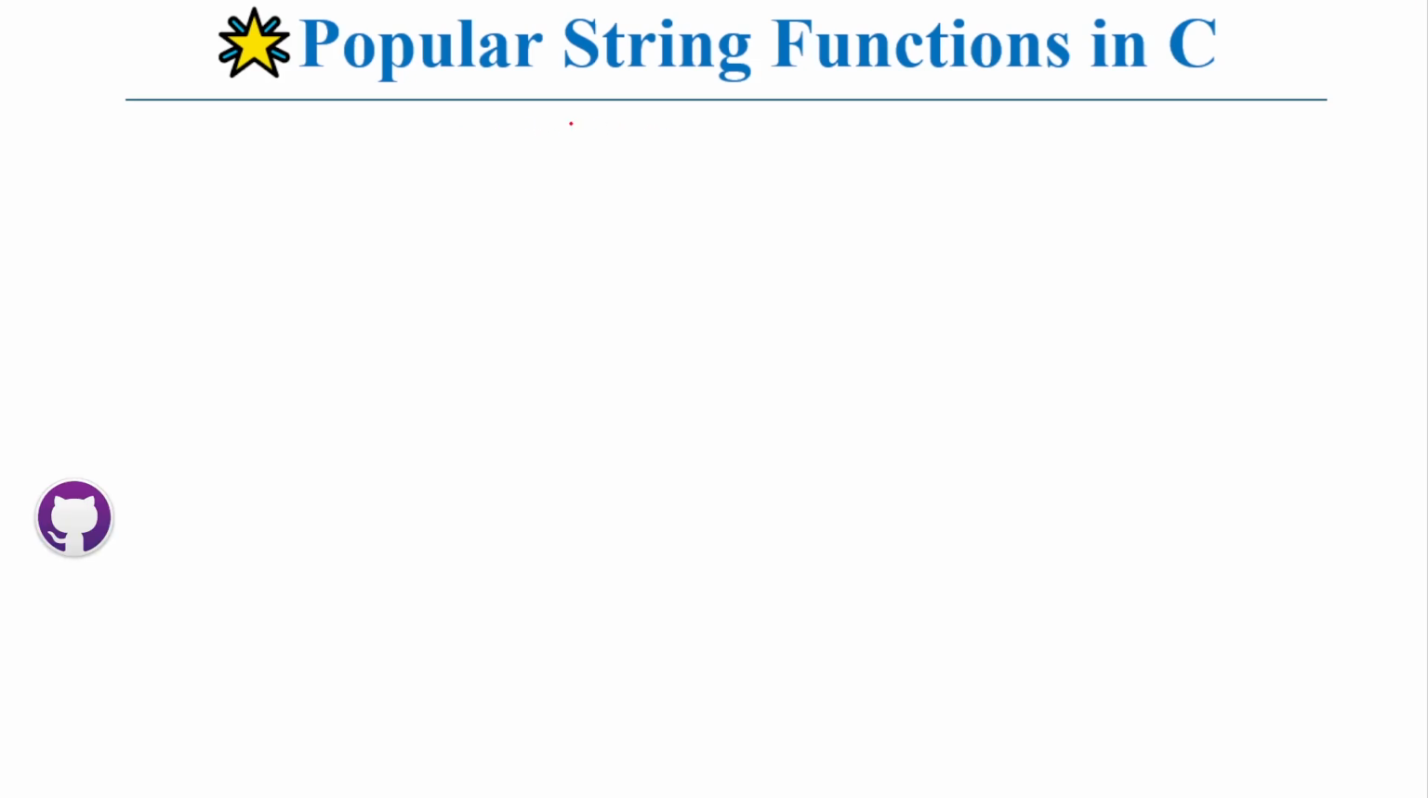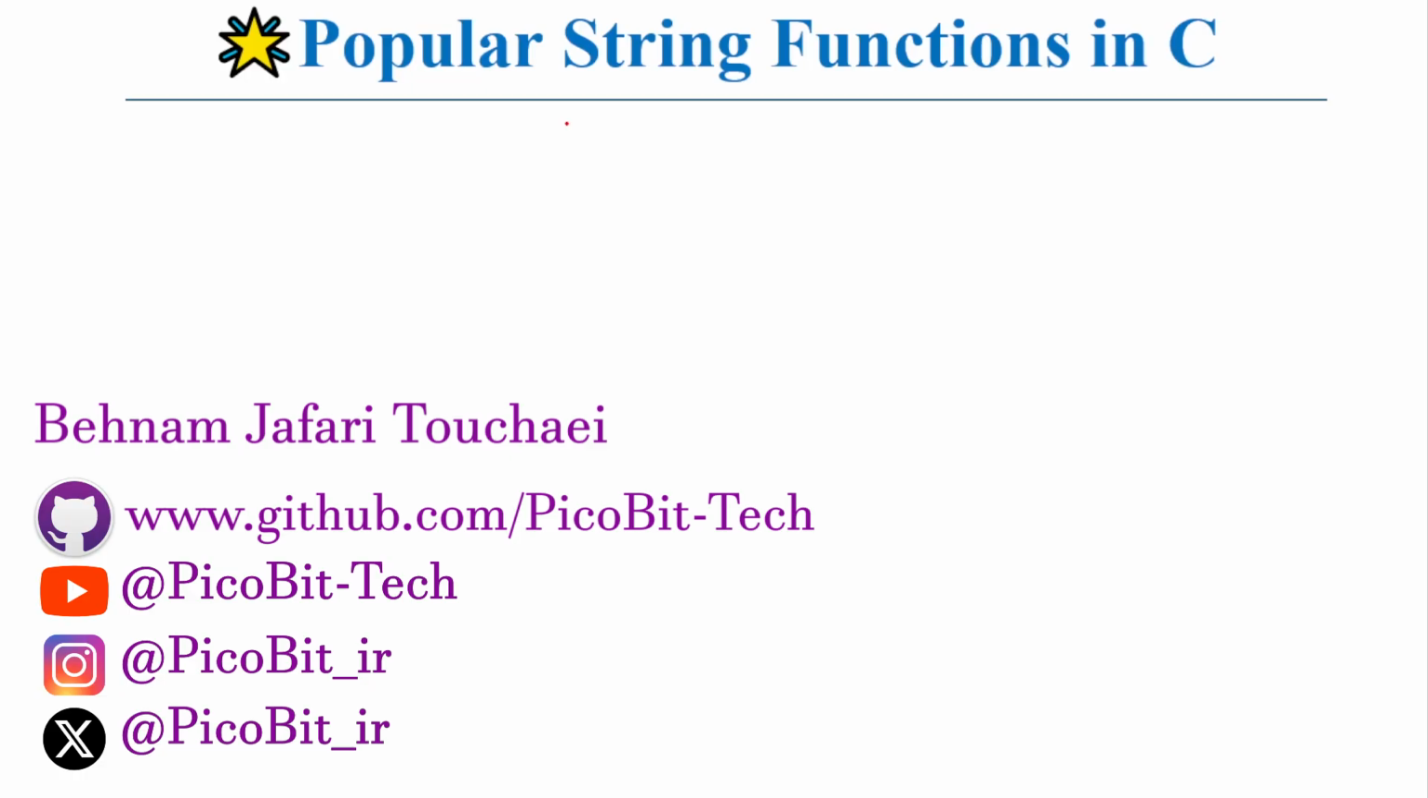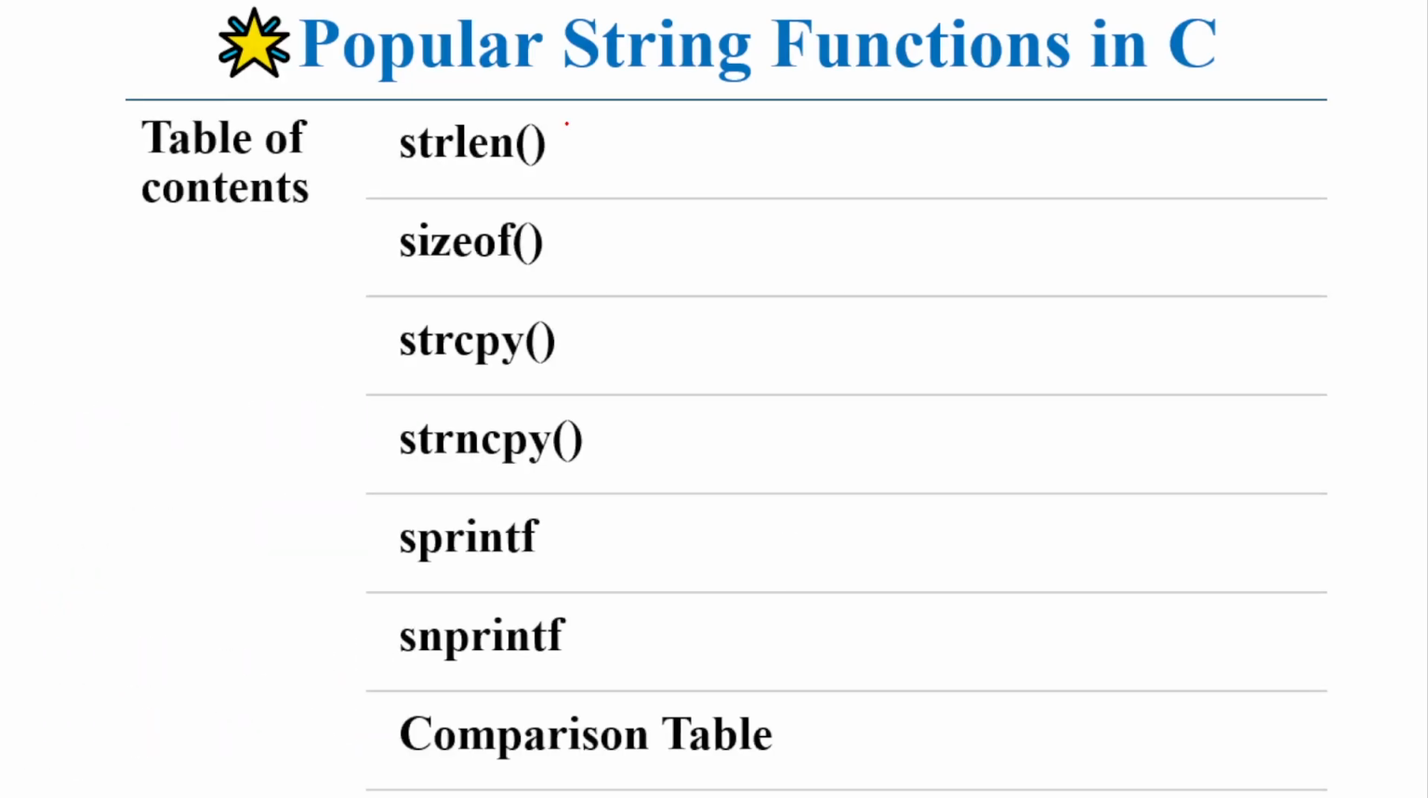Popular string functions in the C programming language. Strings in C may look simple, but behind them lies a powerful set of functions that every serious programmer must master. Popular string functions like strlen, strcpy, strncpy, sprintf, and snprintf give us precise control over text processing, memory handling, and data formatting.